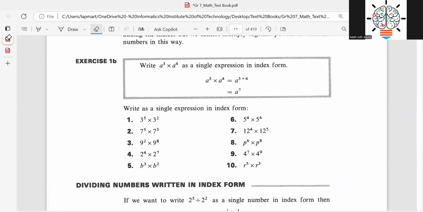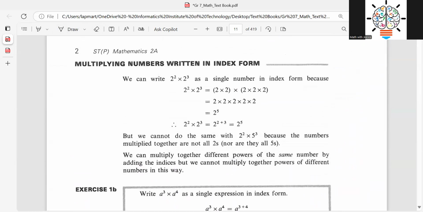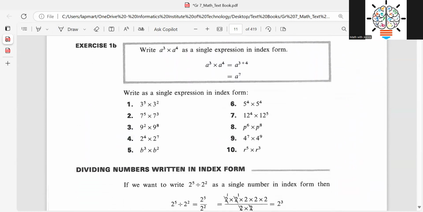Okay, children, I hope all of you understood what I explained here. We discussed yesterday's homework. Then we discussed the new theory content for today. That is multiplying numbers written in index form, right? I gave you many examples and how to do that. So what is the theory behind this? And you are required to do these 10 questions as the homework.